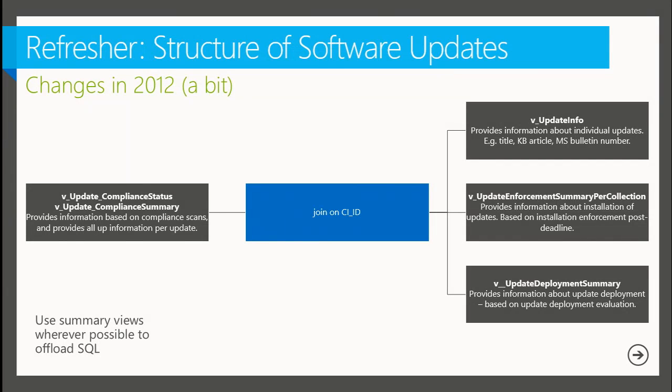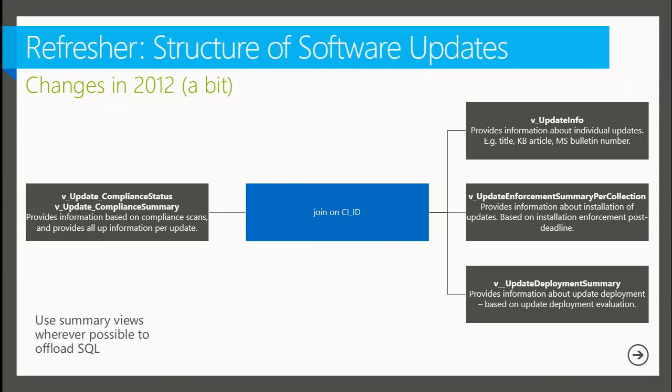So if you look at update compliance, it doesn't really tell you much, right? If I was to crack open update compliance, and we'll do that in the demo, you'll just see a table with a bunch of CIIDs and numbers counting the number of installed instances of that CIID. Well, that's not really that interesting. So in that case, you'd want to join to V update info, right? And if you join to V update info, that's where you get the user-facing information.